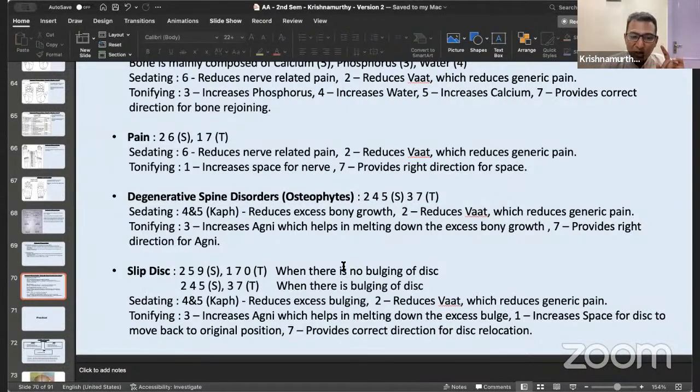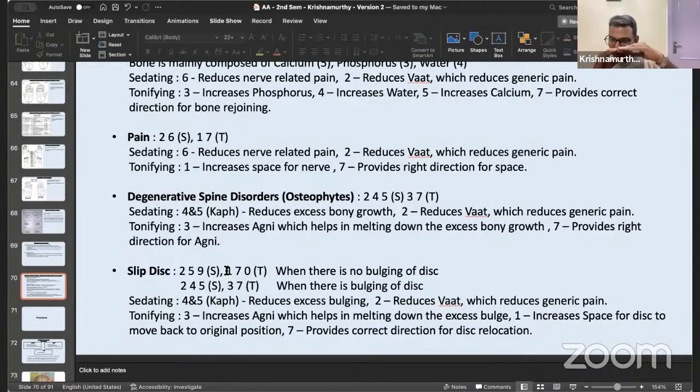Whatever is needed, only that much you use. Now when there is no bulge, I am sedating to reduce the pain. And I am sedating the cuff, earth. Zero tone 9 sedate is generally used for any infection, so 9 is sedated based on zero tone 9 sedate. But the main thing is now the disc has to go back into its original place.